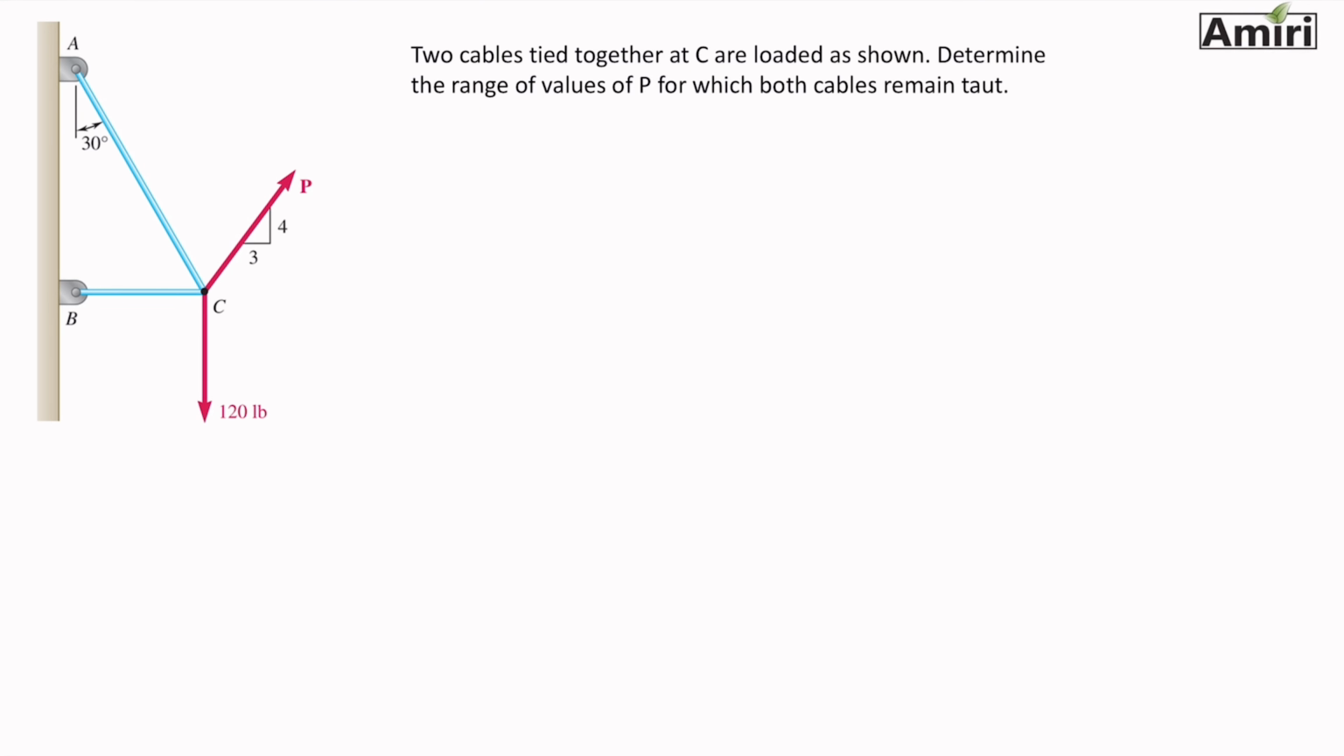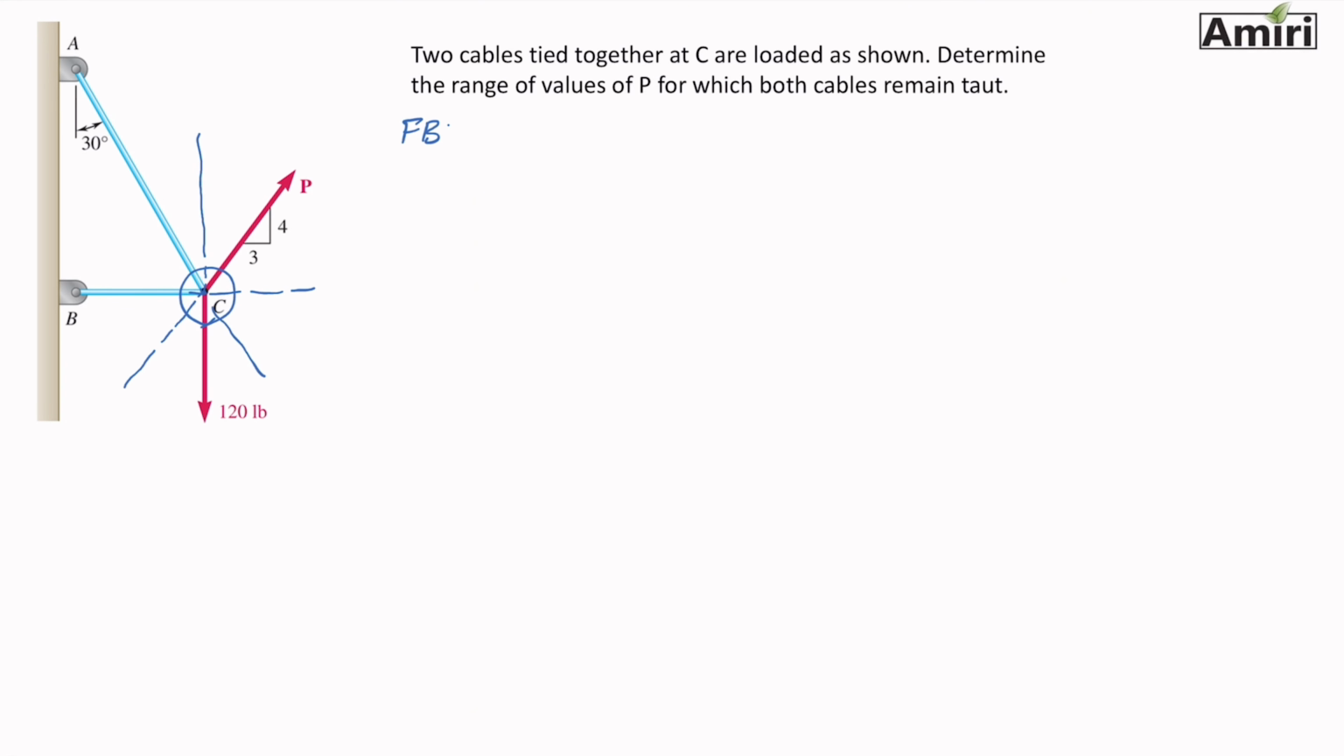This system is in equilibrium. We all kind of have an idea what kind of equilibrium it is because we either have a particle or a rigid body. This is an equilibrium of a particle because all the forces pass through the same point, point C. That's our particle. And these are all called concurrent forces. So I know this is an equilibrium of a particle.